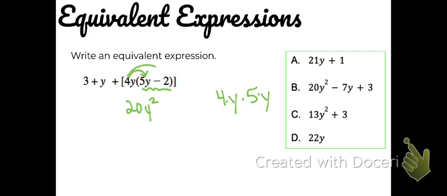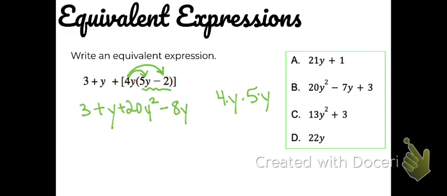And then 4y times negative 2 would be negative 8y. So I'm multiplying the 4 times the negative 2, and then I'm putting the exponent on there. And then I still have my 3 plus y. And is this 20y squared positive or negative? It's positive, so I'm going to put a plus there.